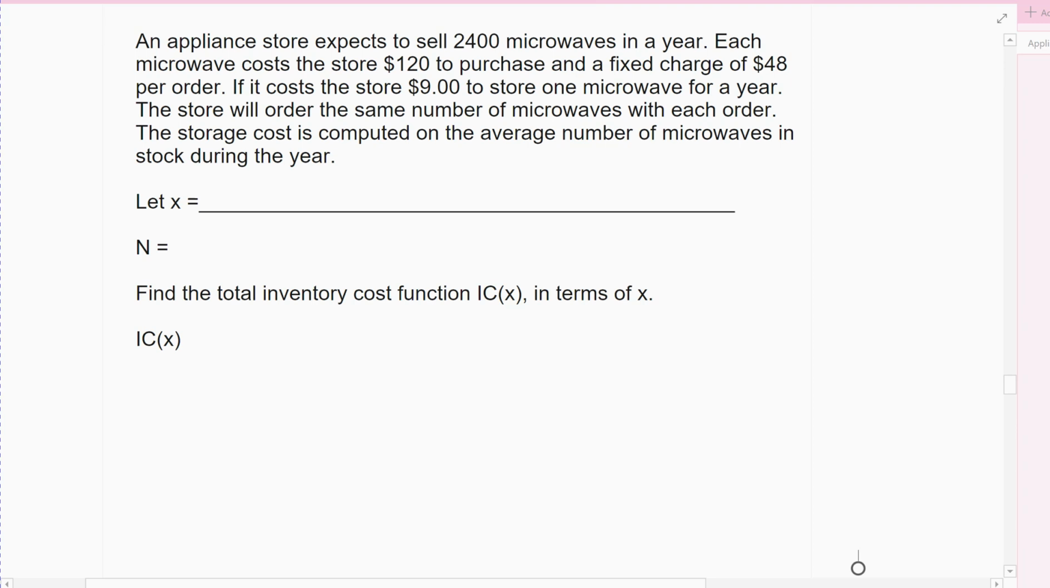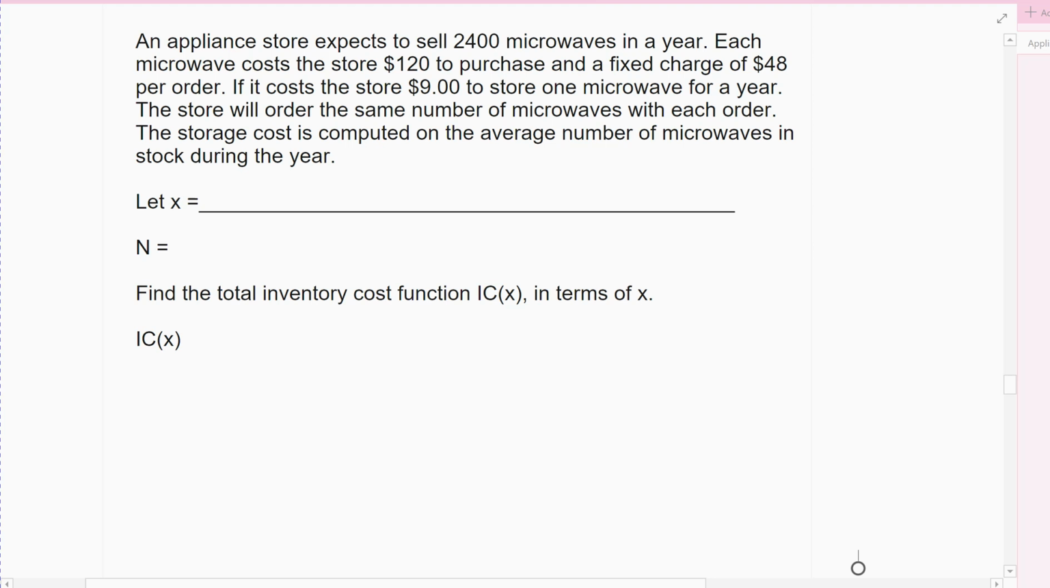They're basing it on averages for taking up storage space, security, and other things. They estimate that it costs the store $9 to store a single microwave for a year. So one microwave costs them $9 to store. The store orders the same number of microwaves in each order. The storage cost is computed based on averages in stock during the year.